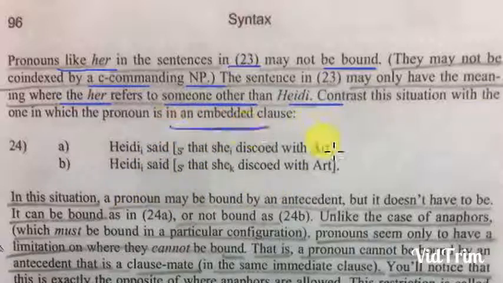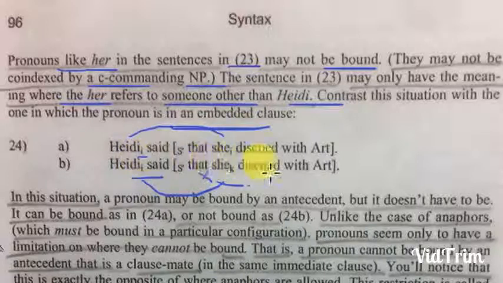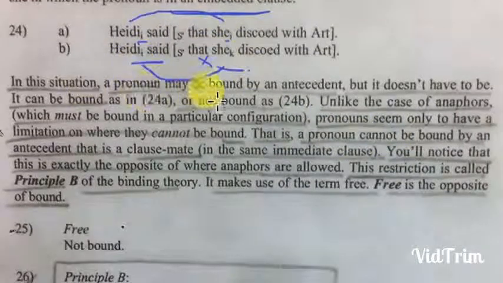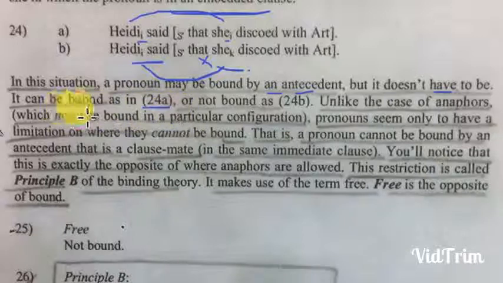Contrast this situation with the other one in which the pronoun is in an embedded clause. Heidi said that she discovered with art. She and Heidi have the same index. The next sentence, Heidi said that she discovered with art: here, she and Heidi have different index numbers. In this situation, a pronoun may be bound by an antecedent, but it doesn't have to be. It can be bound, as in 24a, or not bound, where she and Heidi have different indexes.